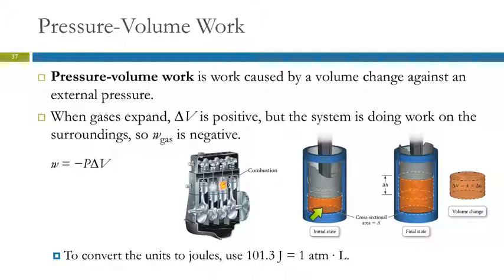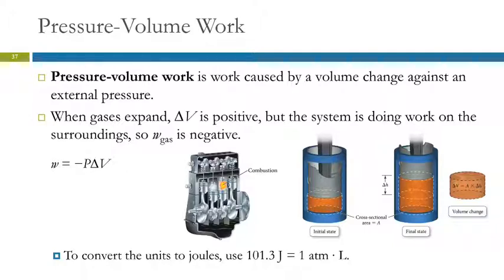initial volume. When that expands and pushes against the piston, which resists, there's some pressure there, and we see that the new volume is larger. So the volume has gotten larger, and it's pushed against the pressure. So we can see here how that would be moving an object with force through a distance. It is a form of work. When gases expand, delta V is positive.